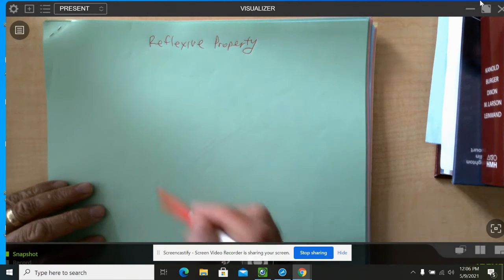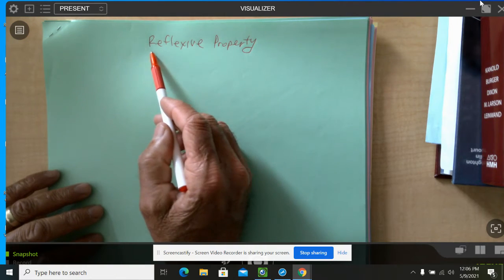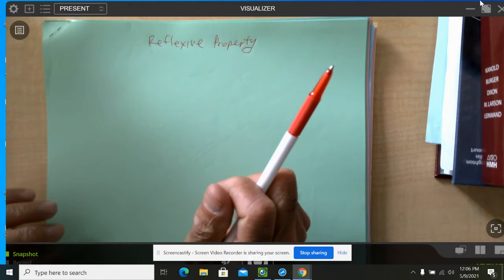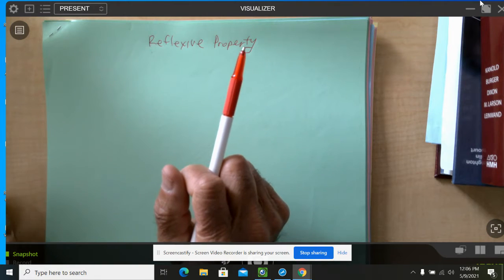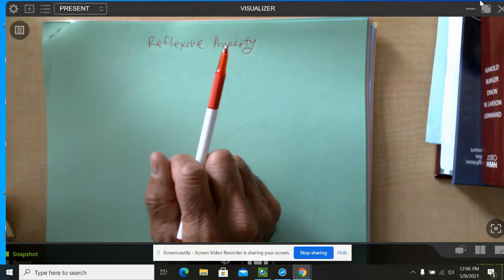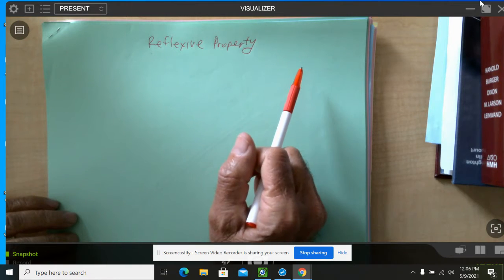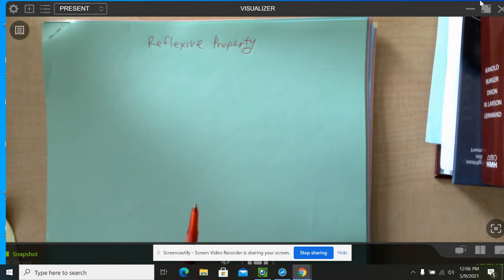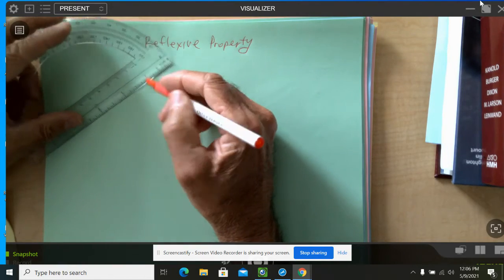Okay, so quite a few people have been having trouble with the reflexive property. The reflexive property is something that can be a little confusing if you overthink it, so try not to overthink it. I'm going to start off by giving some examples. Hopefully these examples will make sense and you won't have any trouble with them.